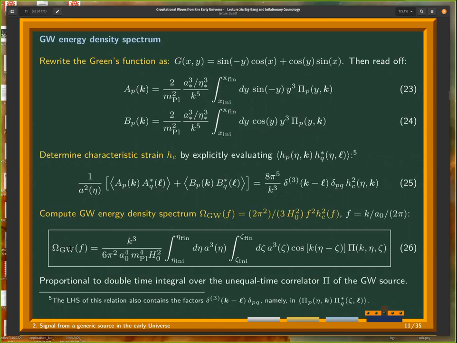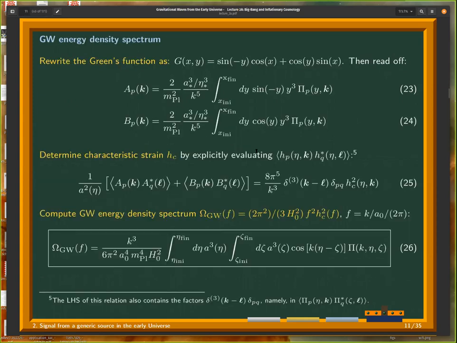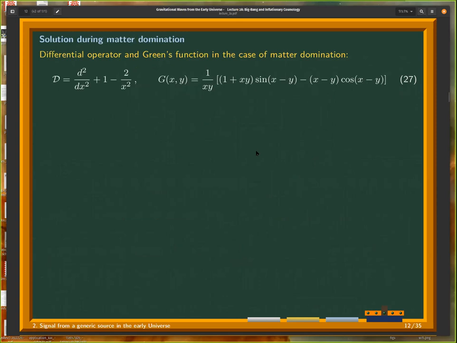This was the result for radiation domination, because I used this differential operator and this Green's function. I don't want to go through this again for matter domination. Let me just flash this at you. So here for matter domination, I have a different differential operator, a different Green's function, looks a bit more complicated.